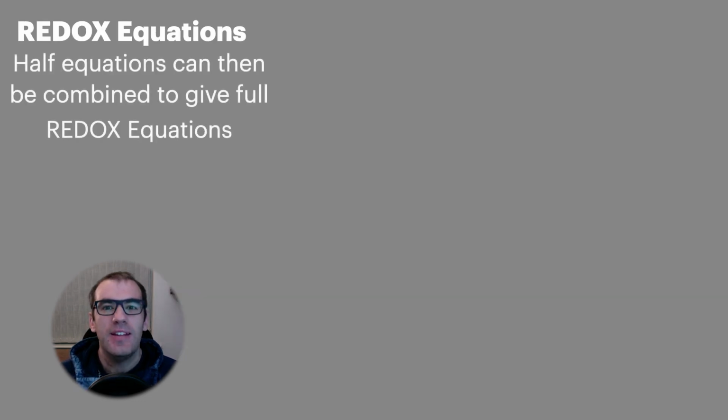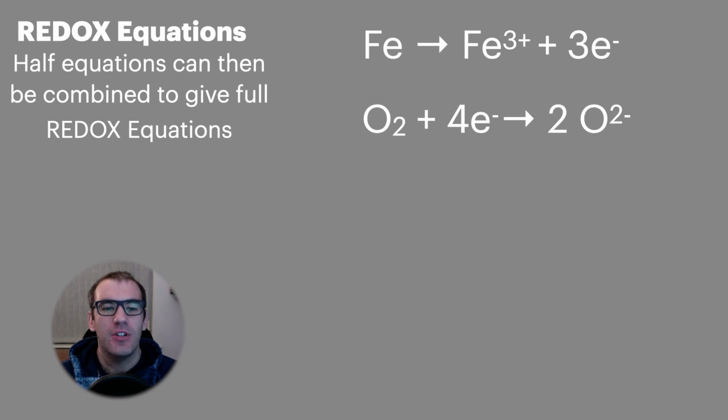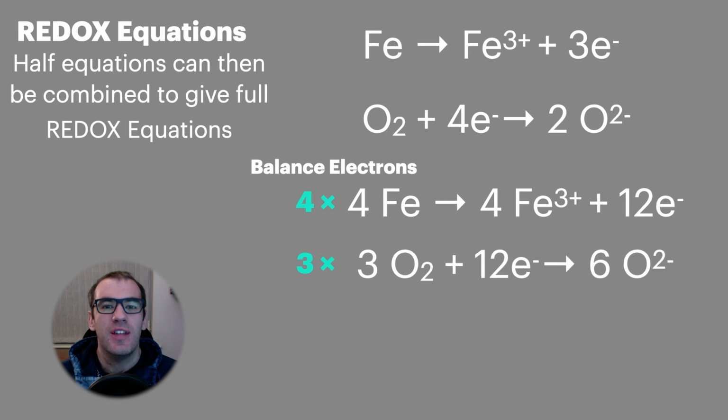Now we've looked at making different half equations, what we can do is combine these half equations together to make a full redox reaction. We take our 2 half equations, an oxidation and a reduction process, and we're going to balance these 2 equations so that the numbers of electrons in each is the same. So we multiply the first one up by 4, so it has 12 electrons, and the second one by 3, so it also has 12 electrons. We can now combine these equations.